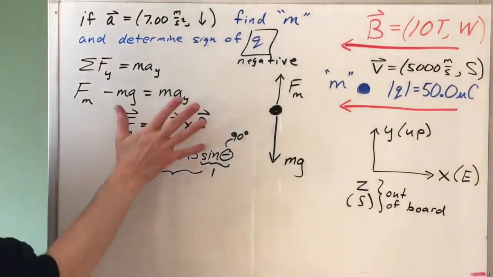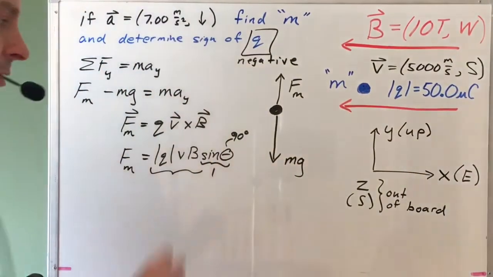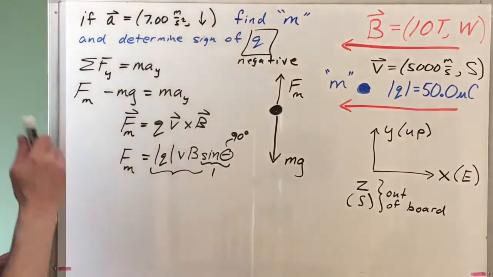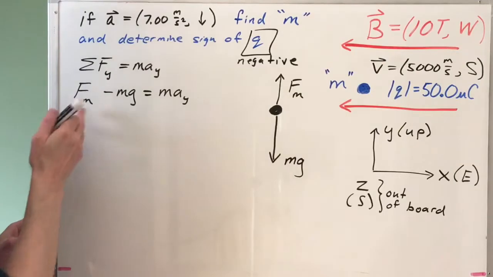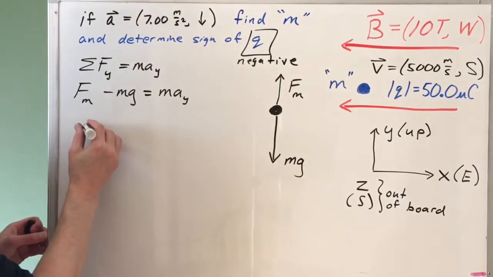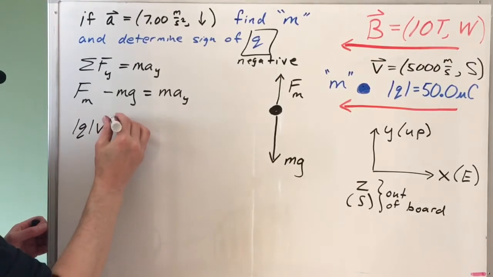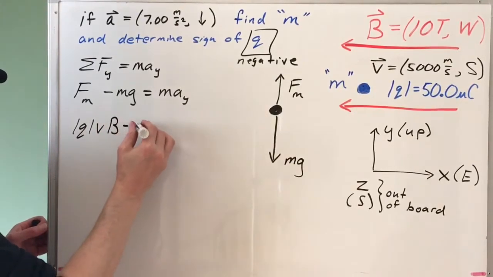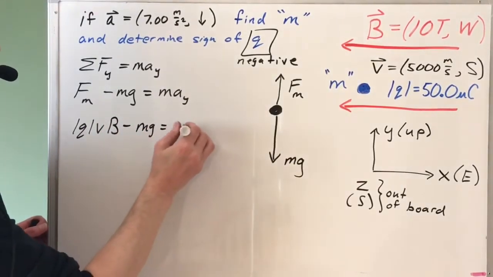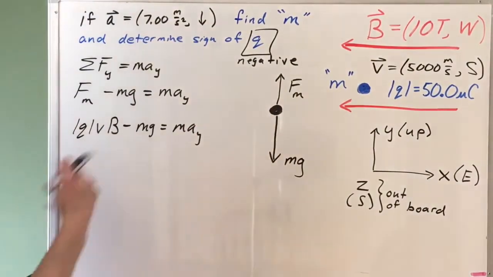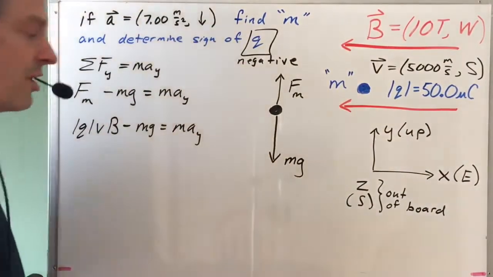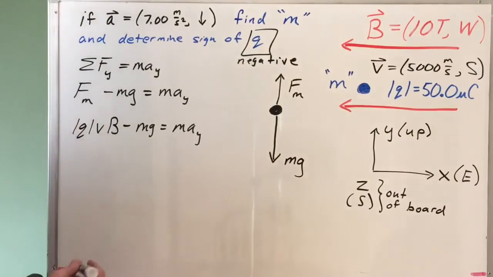All right, so I'm going to erase this just so I have some room. So for the magnetic force, we had absolute value Q, magnitude of the velocity, magnitude of the magnetic field. We got minus mg equals m a sub y. All right, so my job here now is just to solve for the mass. So I'll do that in a couple steps.